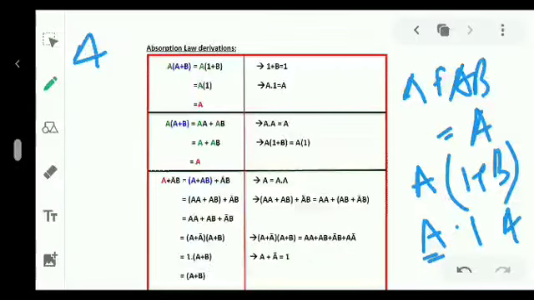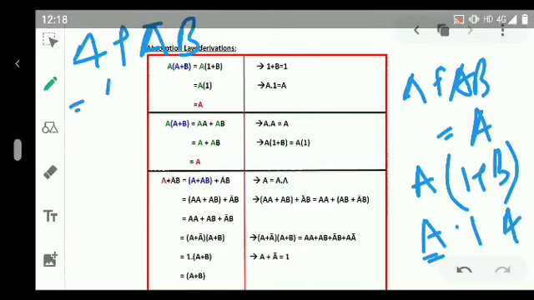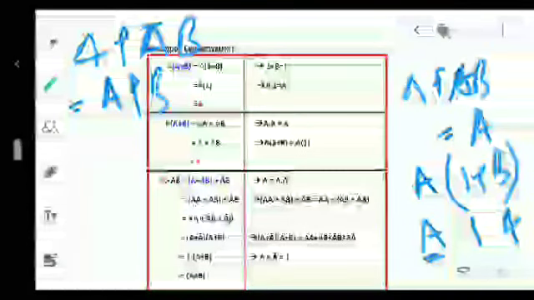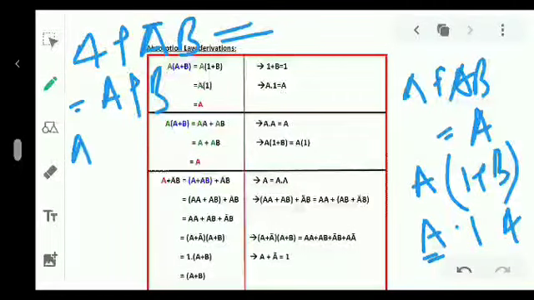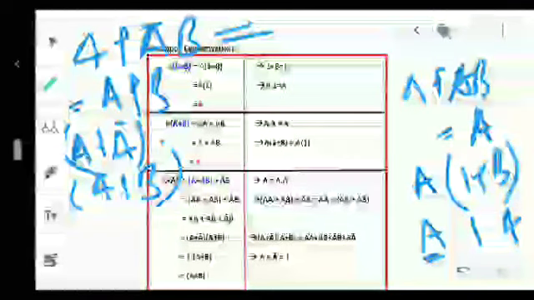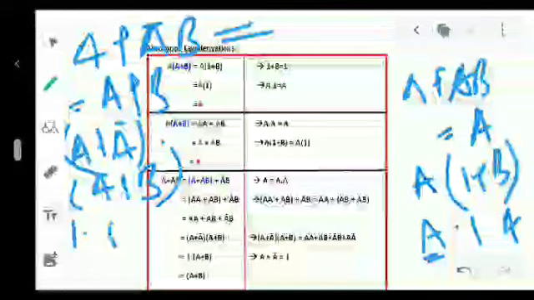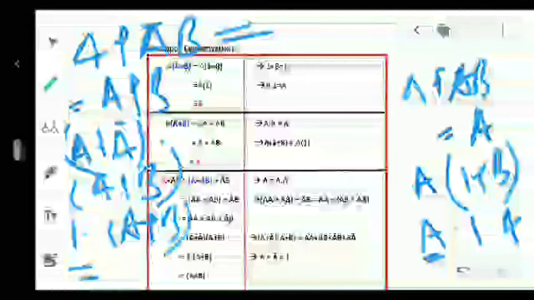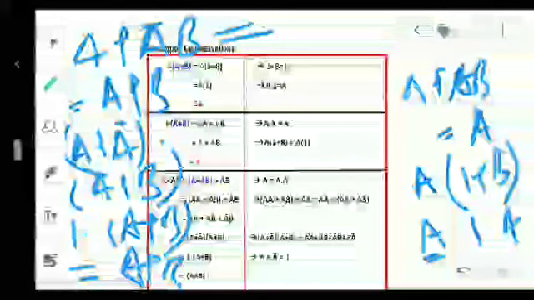Another absorption law says A plus A bar B is equal to A plus B. How can we prove that? If you apply the distributive property here, we can expand it this way: (A plus A bar) into (A plus B). A plus A bar means 1, so 1 into (A plus B) means A plus B. In this simple way, we can prove that.